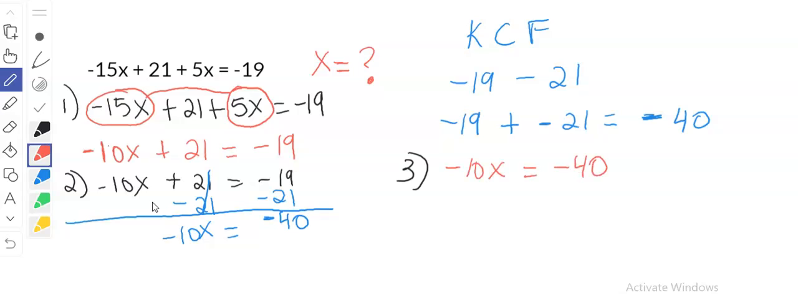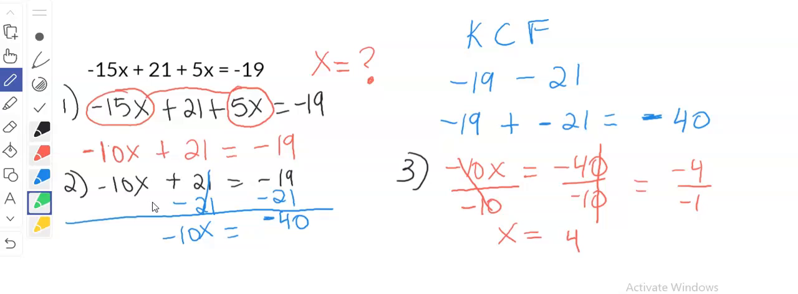Then step 3, I'll bring it here: negative 10x equals negative 40. And as always, since there's a multiplication here, we're going to divide by negative 10, and we're going to see who's going to make it to the last stop of this train. So negative 40 divided by negative 10 will be, think of it like this, cross out the zeros, it will look like negative 4 over negative 1, and that'll just be 4, because a negative divided by a negative is always a positive. So it will be a positive 4.